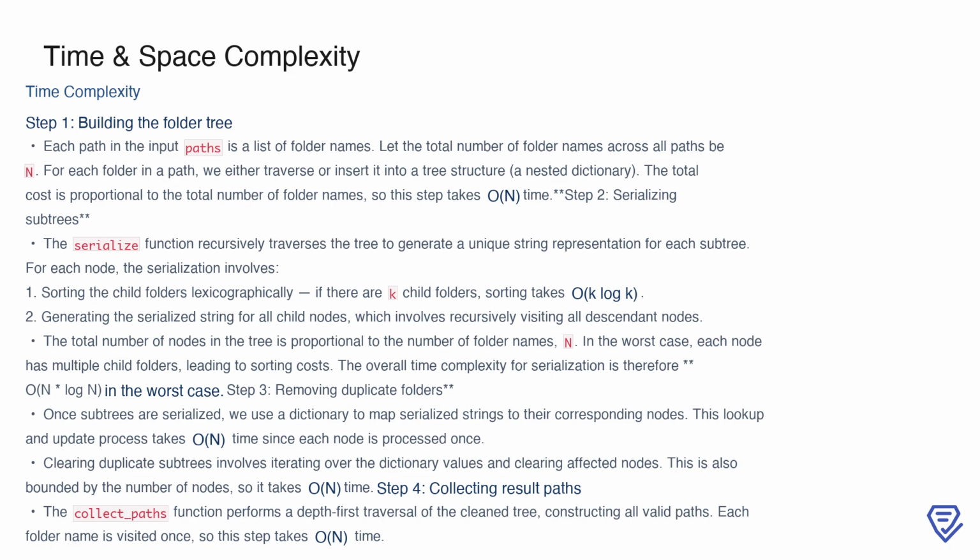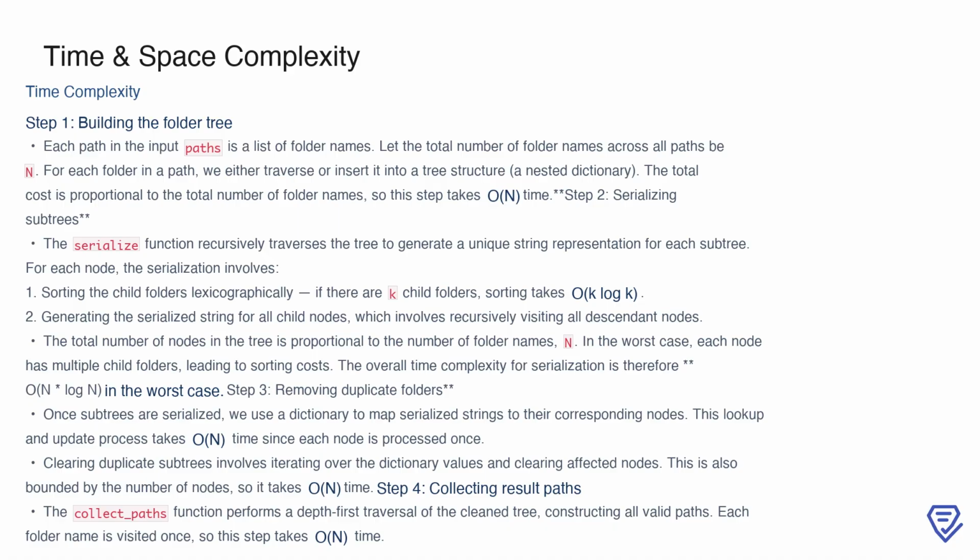To analyze the time complexity, we start by breaking the problem into key steps. First, when building the folder tree, we process each folder name across all input paths. Since each folder name is either traversed or inserted into the tree, the cost is proportional to the total number of folder names, which we denote as n. This makes the time complexity of this step O(n).